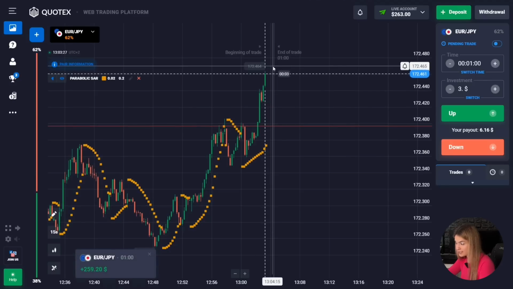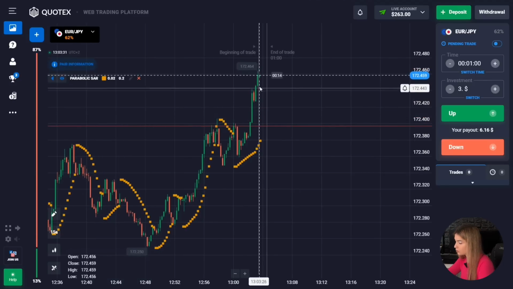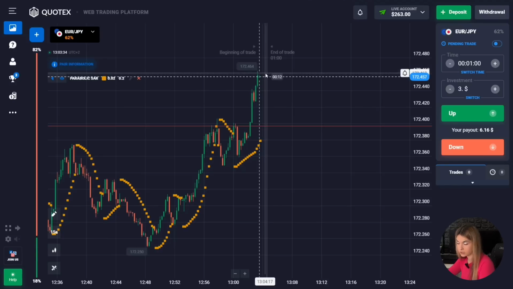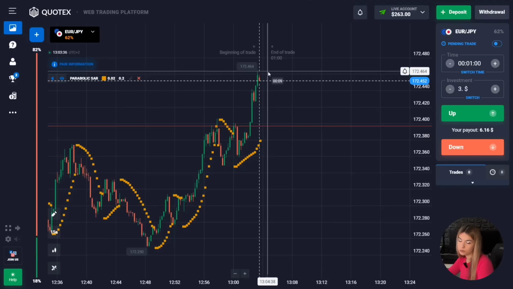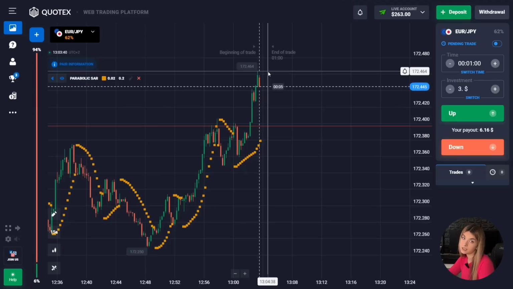Alright, not bad guys, not bad at all, as the price continued to move up and we got a confident profit. This situation has really worked great. I have just managed to make money on breaking through the resistance level. Everything is going great. Let's continue guys and find another situation.